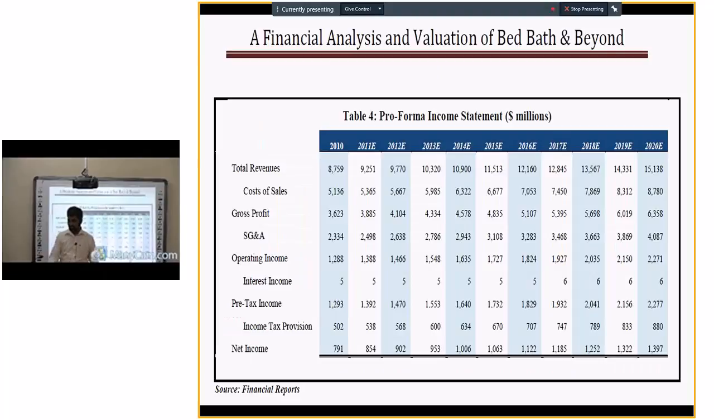Here again we can see actual and forecast, using the previous year's total revenue. We can forecast up to 2020, right? Cost of sales. Now here we can share your knowledge also, right?